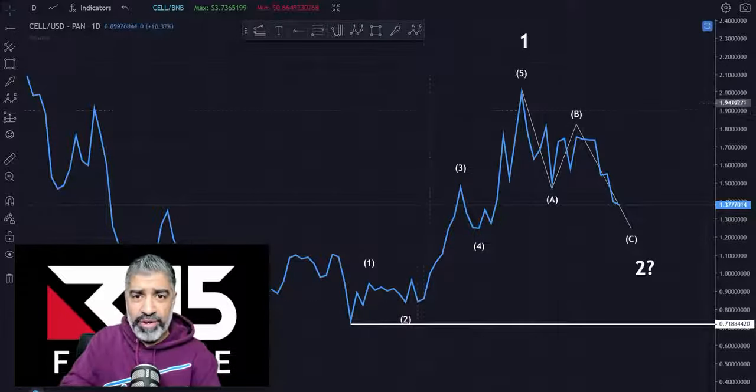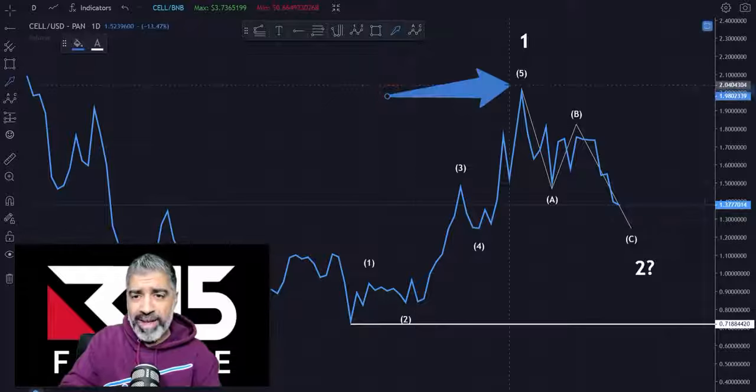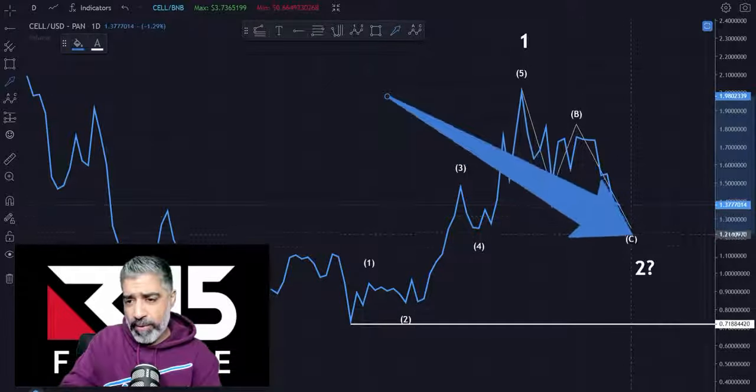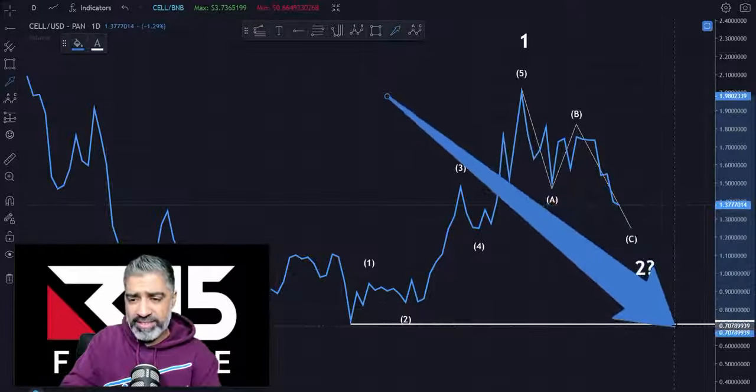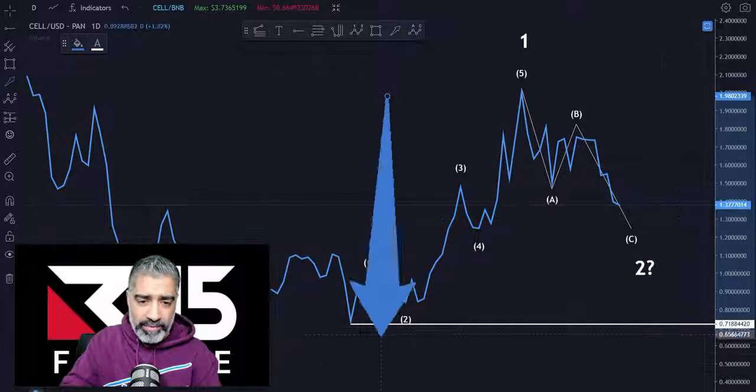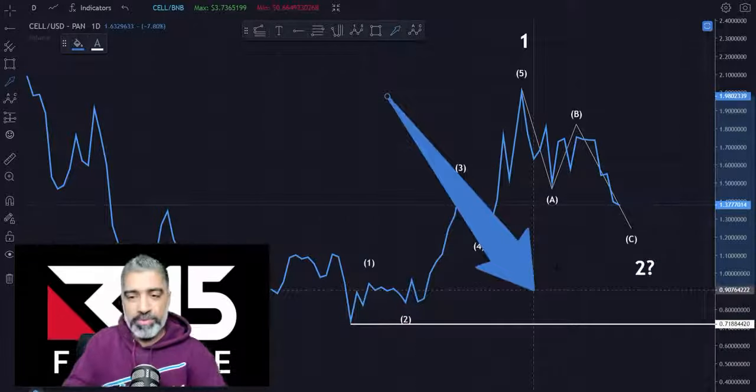This low. So one of the 3 rules is for wave 2 to be valid, this A, B, C, it can go as low as it wants. It can even retest this and touch it, but it cannot go below it. If it goes below it, it invalidates the wave count. So that's important to know.